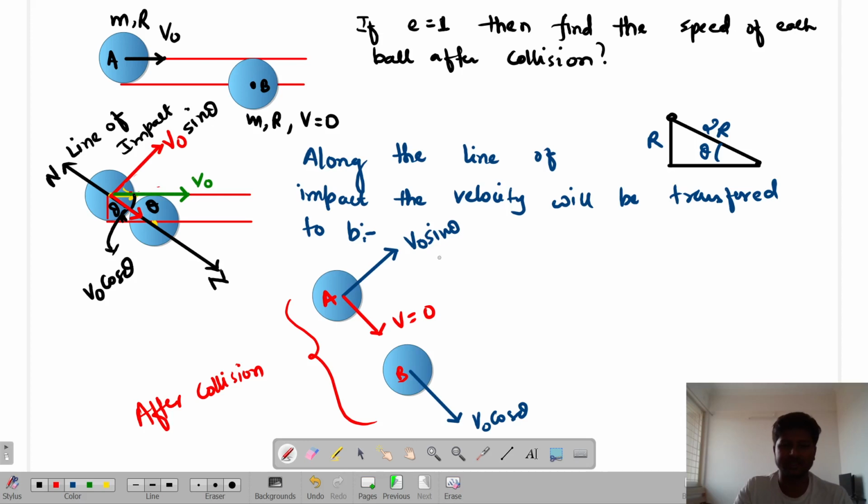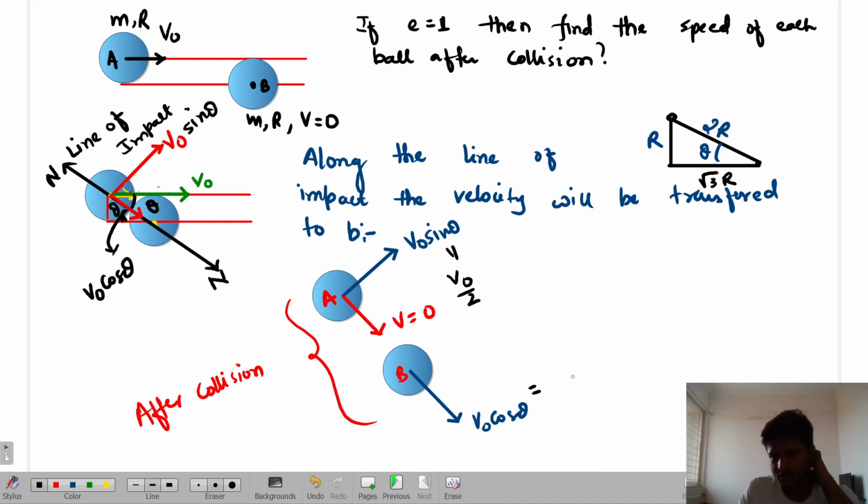So V naught sin theta is how much? It is simple. V naught sin theta is perpendicular r by 2r, so V naught by 2. And cos theta is base by hypotenuse. So base is 4r minus r, that is root 3 r, isn't it? Root 3 r. So this is how much? Root 3 by 2 V naught. Are you able to get me or not?